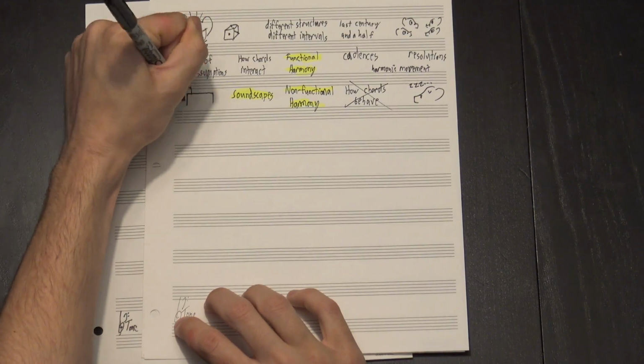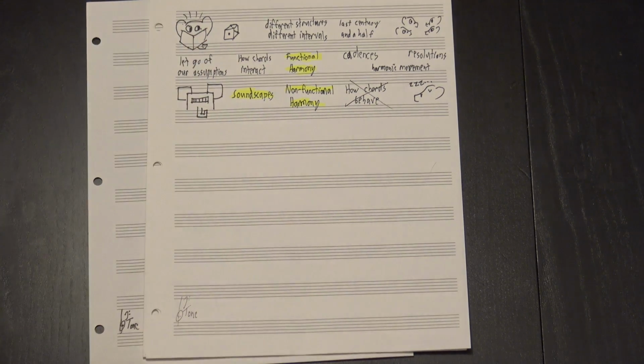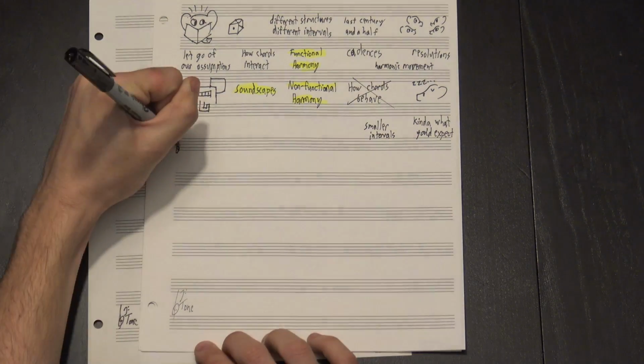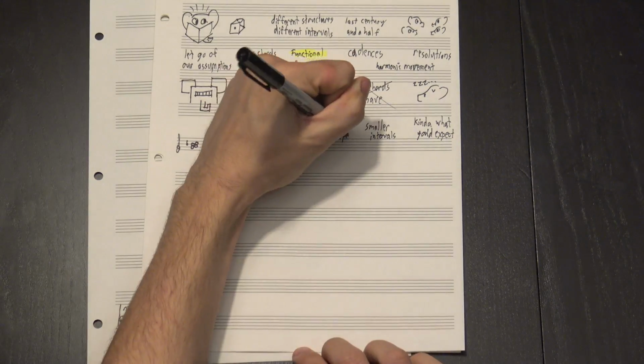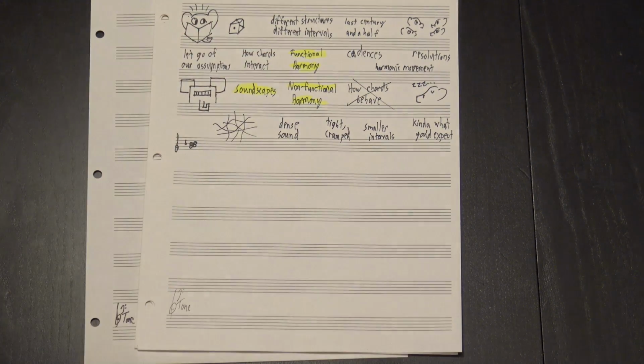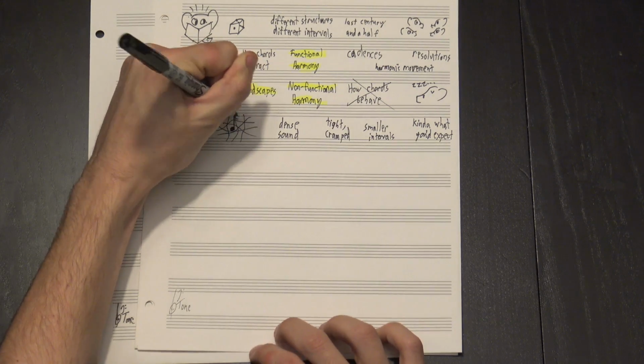So what sounds do we get if we build chords out of non-third intervals? Well, kinda what you'd expect, really. If you use smaller intervals like seconds, it sounds tight and cramped. It's a very dense sound with all sorts of frequencies rubbing up against each other, and it can be hard to pick out individual notes from the chaos.